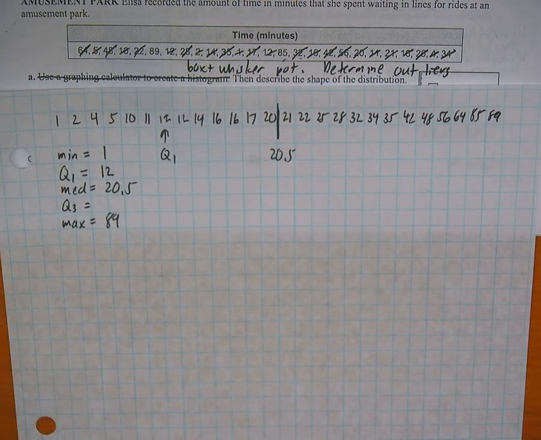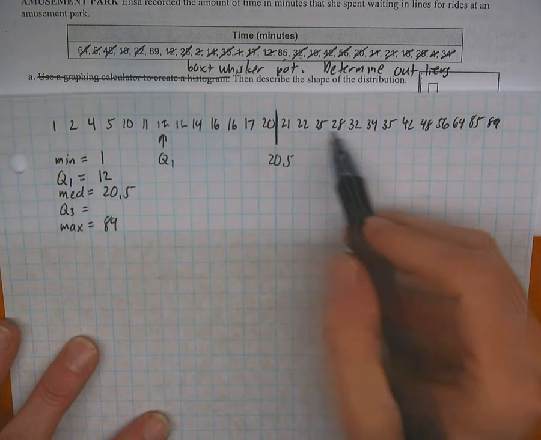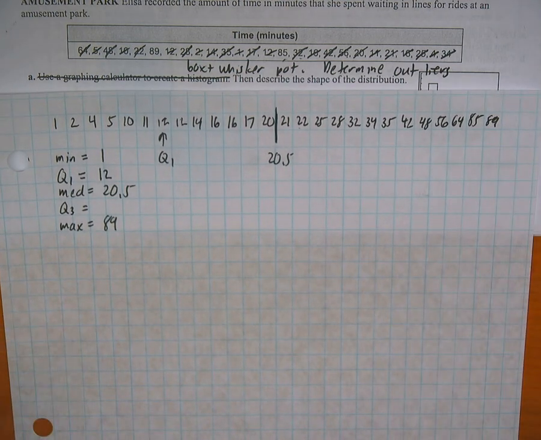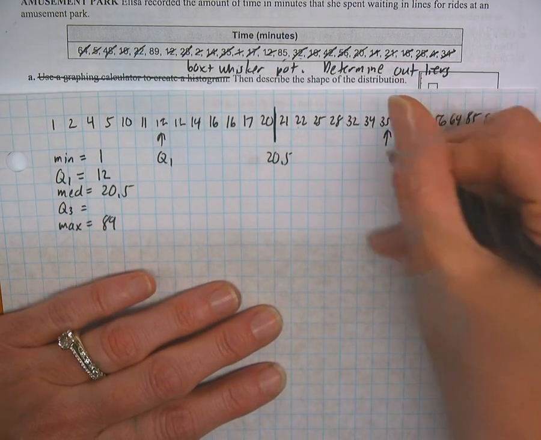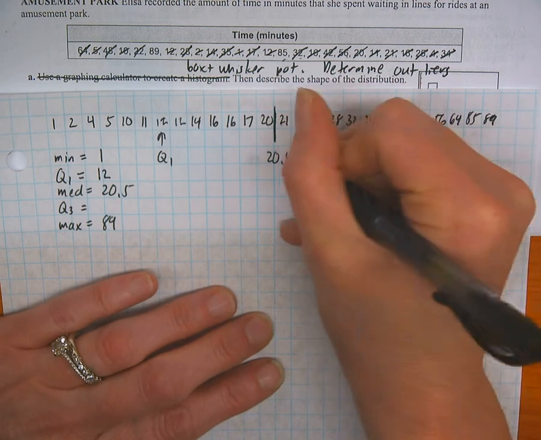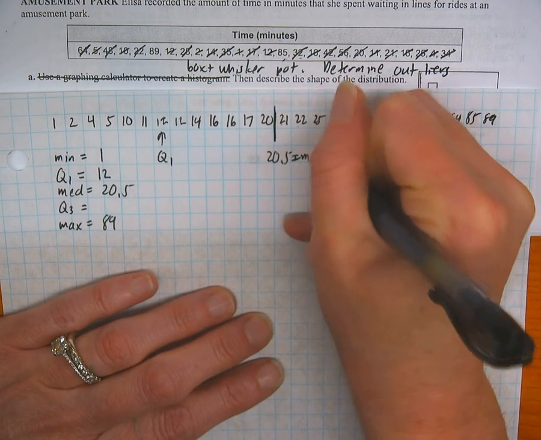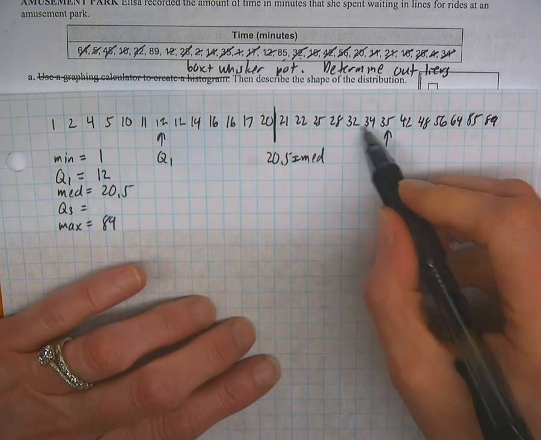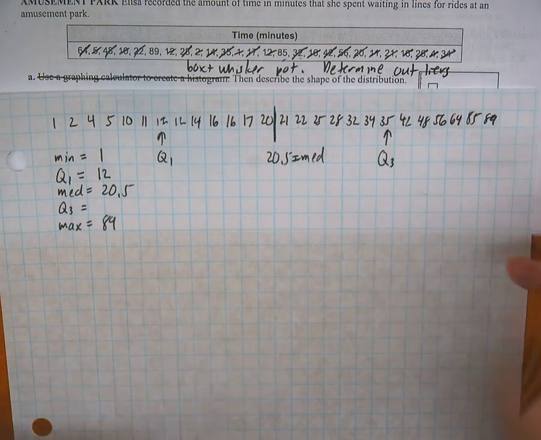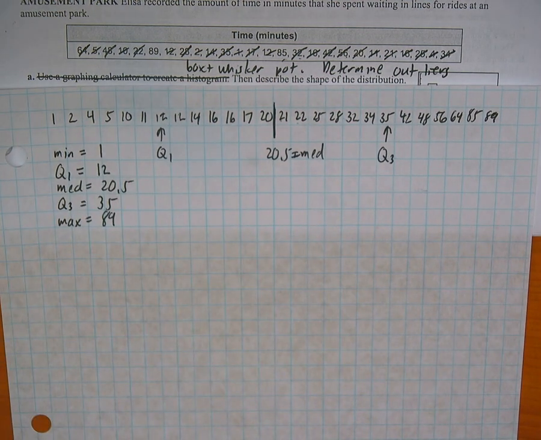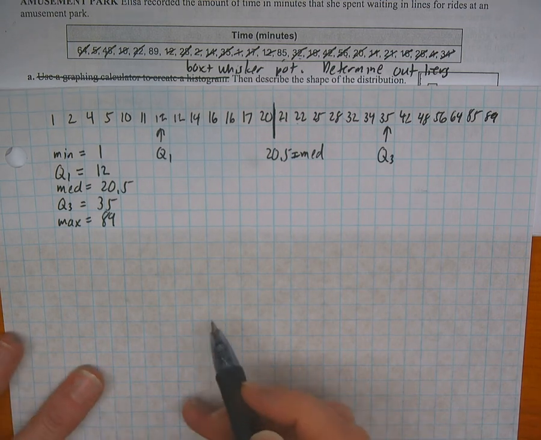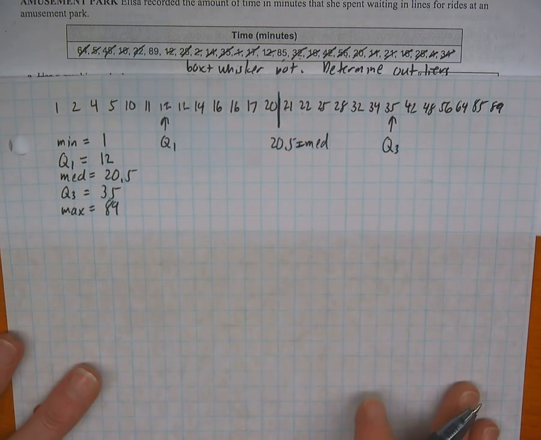Now we'll do the same thing on the top half. We have 13 numbers, so we'll have 1 number in the middle and 6 on either side. 1, 2, 3, 4, 5, 6. So this number right here is our quartile 3 number, because I have 6 to the left of it and 6 to the right of it. So 35. Okay, so that's our 5-number summary. That's what we're going to use to make our box and whisker plot.